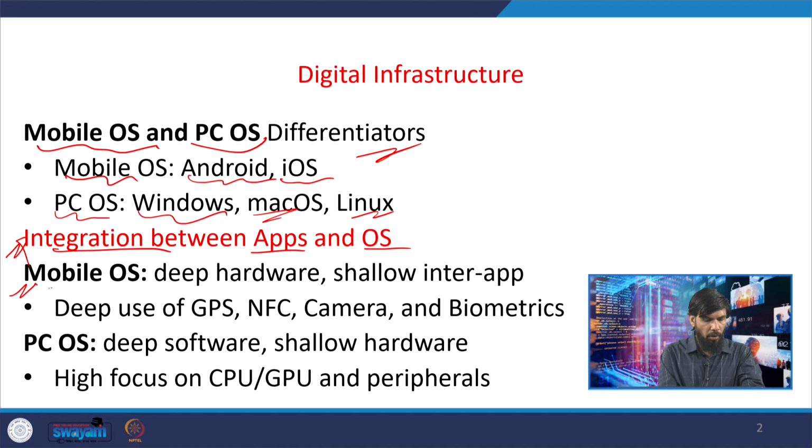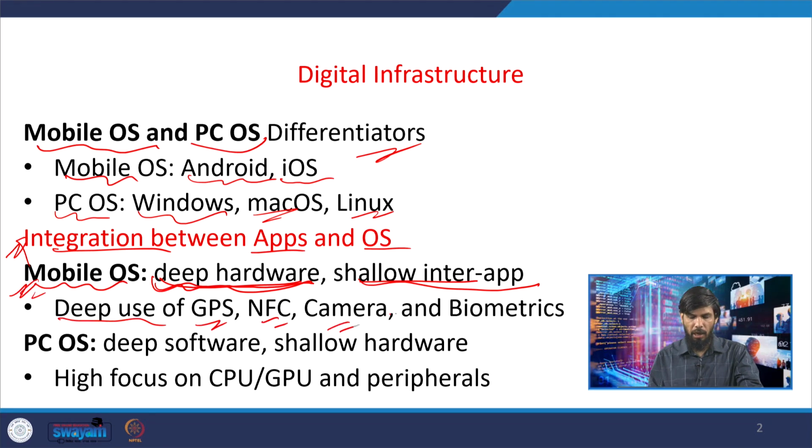If we look at the mobile operating system, the integration is more towards hardware. So, deep hardware integration and shallow inter-app. App to app interaction is constrained, but there is a deeper integration when it comes to hardware, right. For example, deep use of GPS, NFC, camera, biometrics. There are so many small hardware components in smartphones: sensors, camera, biometrics, NFC communication cards, and GPS for location, right.